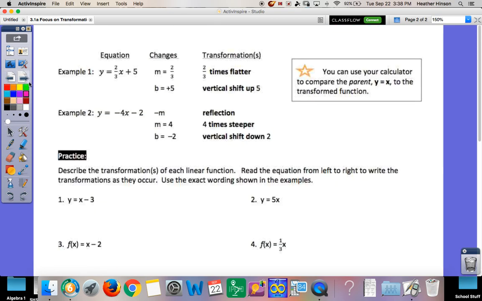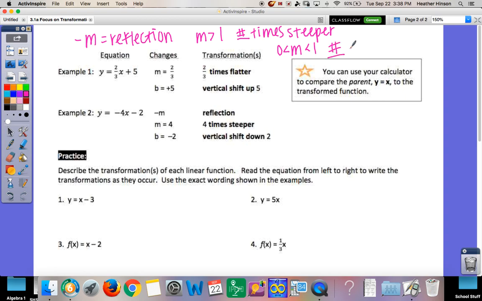Perfect. Okay, on the next page, just a few examples before you start your practice. Just full out examples, look at your slope and look at your y-intercept. If your slope is negative, we're going to write reflection. If your slope is greater than 1, we write whatever the number is times steeper. If your slope is between 0 and 1, we're going to write whatever the number is times flatter.